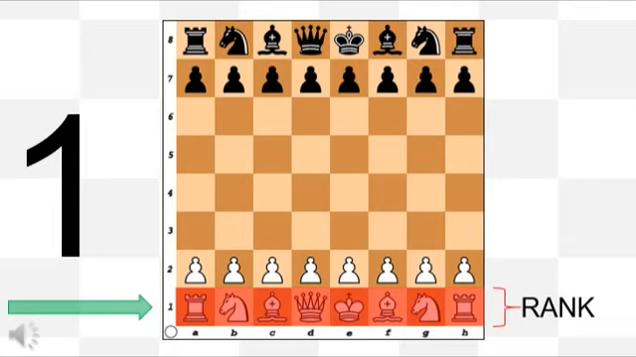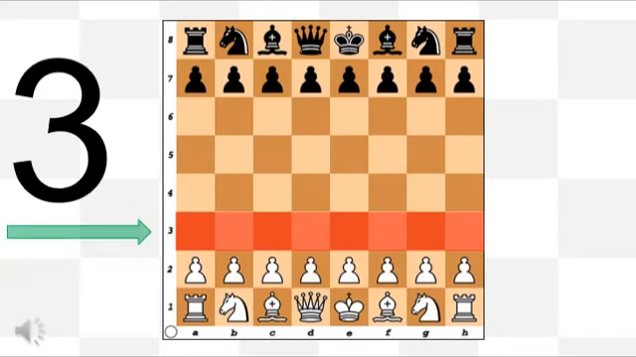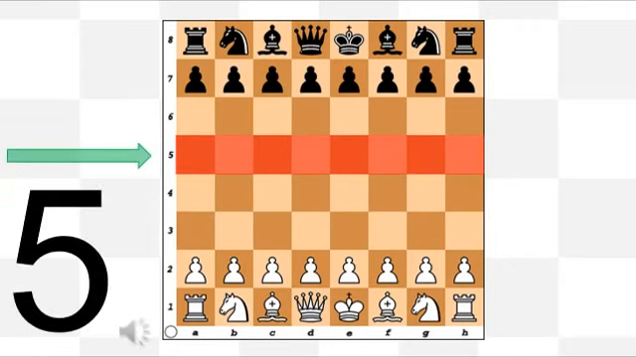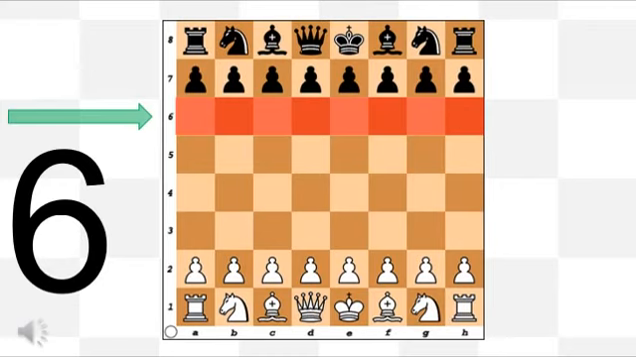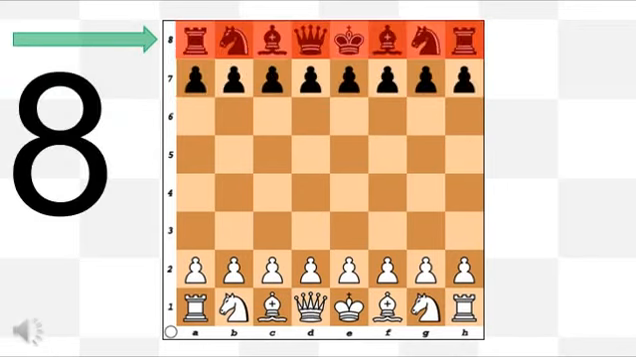The second part of the pair that makes up a chess square's location is called the rank, which is the row it is in. Highlighted here in red is rank 1. There are 8 ranks in total. Rank 2. Rank 3. Rank 4. Rank 5. Rank 6. Rank 7. And finally, rank 8.